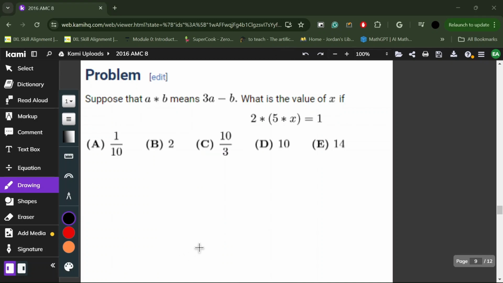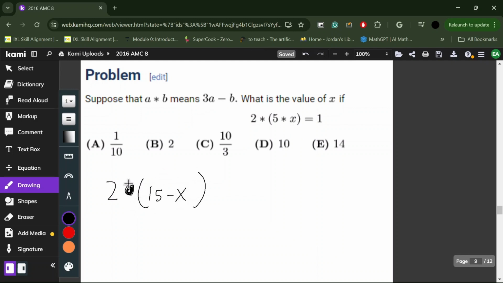Suppose that A star B means 3A minus B. What is the value of X if 2 star parentheses 5 star X in parentheses is equal to 1? So we start in the parentheses. A is equal to 5 in this case. So it'll be 2, and I'm going to use a dot so it's easier to draw for the star. And then parentheses 3 times 5 is 15. Minus B is X, so minus X.